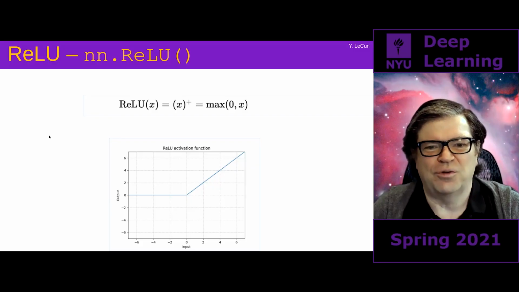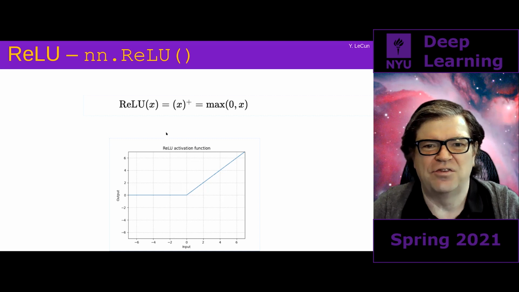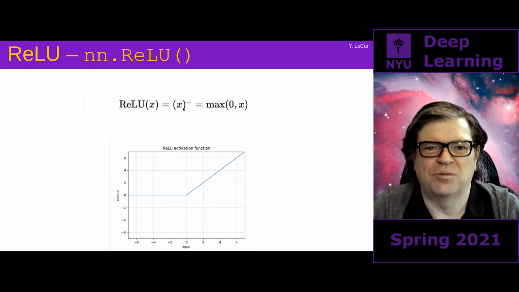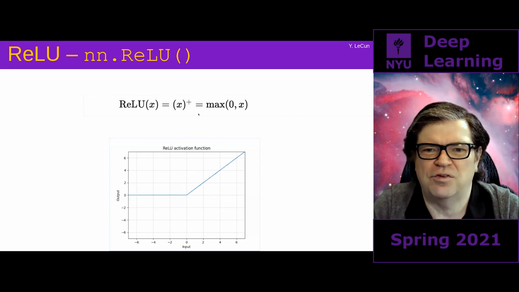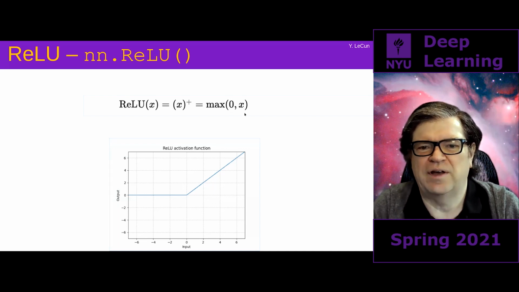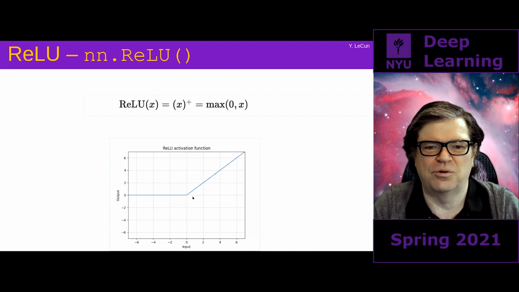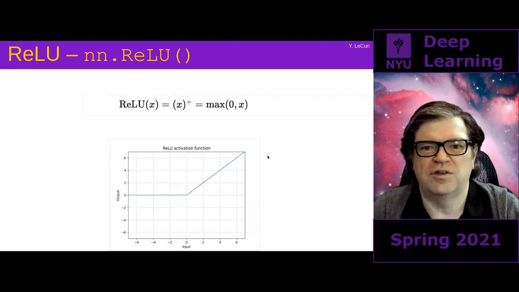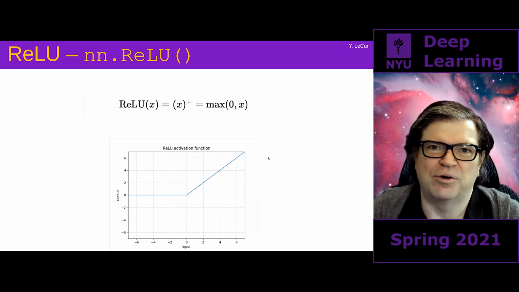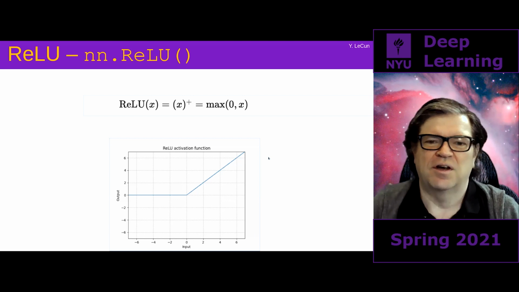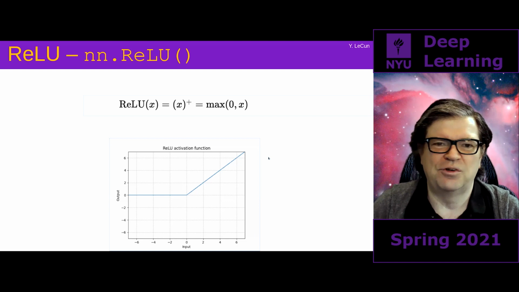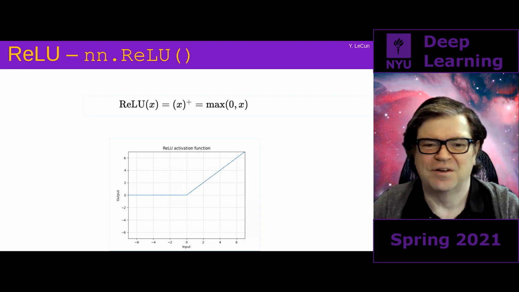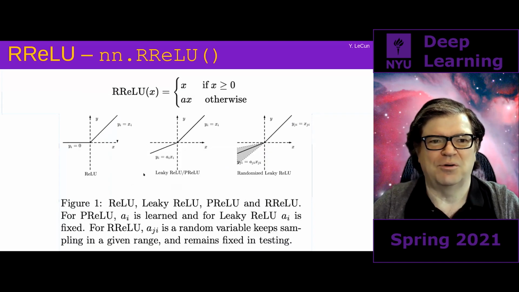So the first one is ReLU. We already talked about it. This is the positive part function, sometimes denoted with a superscript plus, which is really just the max of 0 and x. It's a function equal to 0 when x is negative, equal to the identity when x is positive. It's not everywhere differentiable because it has a kink, but as I explained, when we backpropagate, we just define the gradient as a subgradient, which is a perfectly fine mathematical concept.